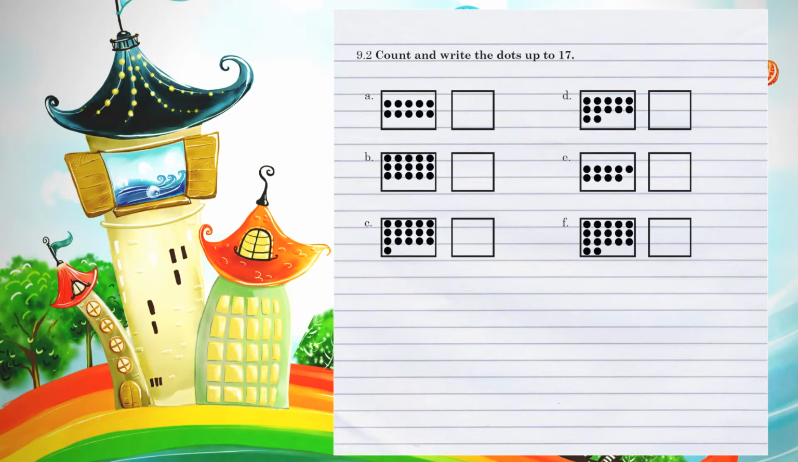Unit 9.2. We're going to count and write the dots up to 17. Let's look at example B here. We have 5 and 5. We know that's 10 from the practice that we've been doing. But then I have 5 more. So if I start with 10, 11, 12, 13, 14, 15. 15 is your 1 and your 5 put together.